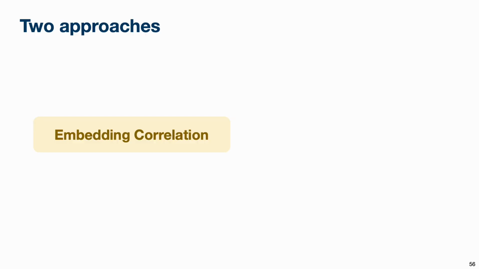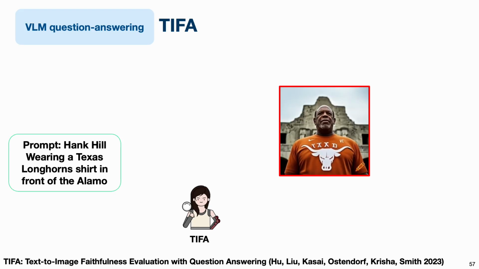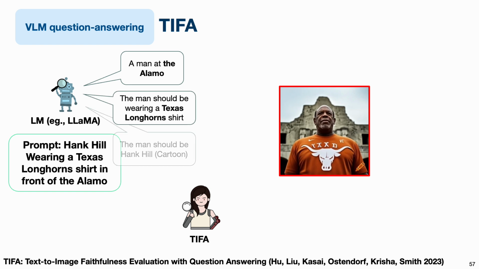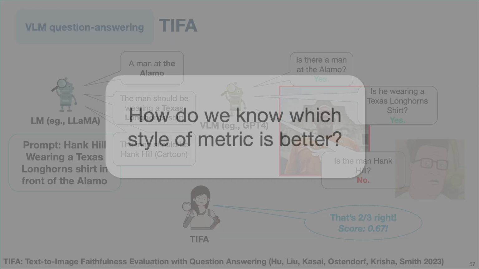The other popular kind of metric are VLM question answering based metrics. An example of a VLM question answering metric is TIFA, which takes in the input prompt first and uses an LM to generate a set of implicit requirements which are present in the prompt. Then these requirements are fed into a VLM, which looks at the image and answers each of the questions about the implicit requirements in order to produce an overall score, which is the requirement satisfaction success rate.